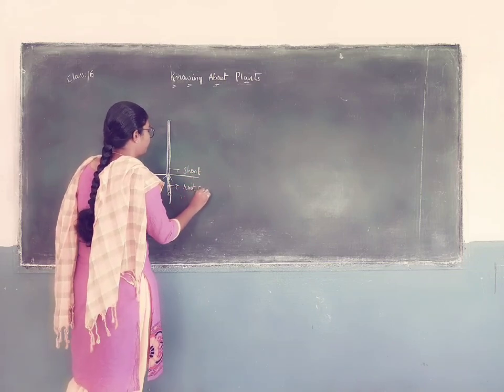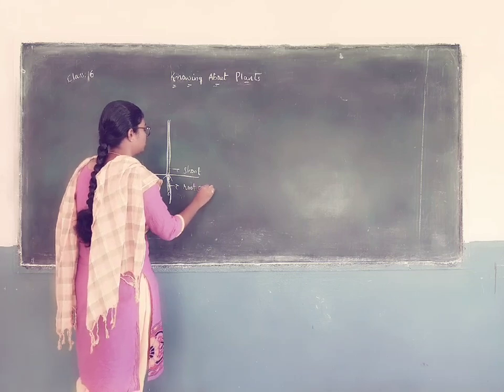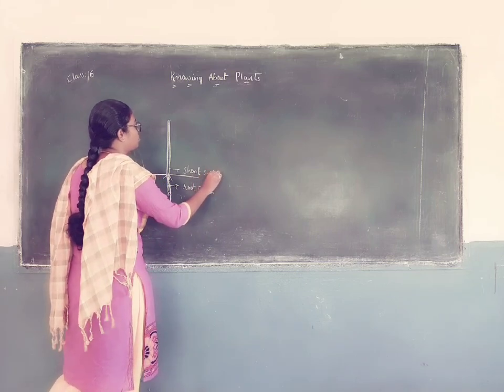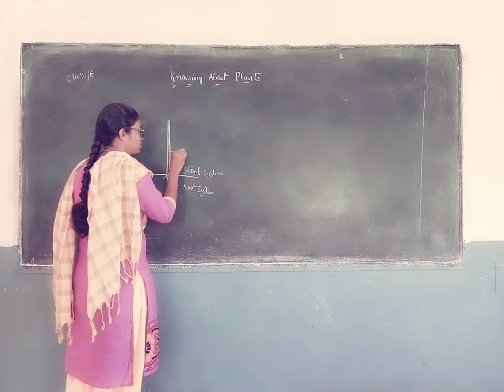So in the shoot system, we will see stem and leaves, fruits and flowers.